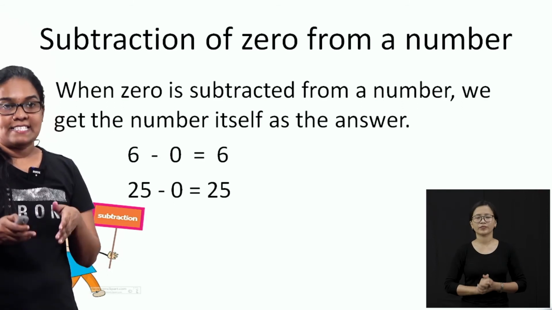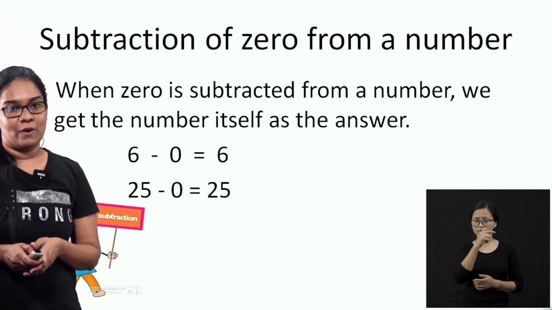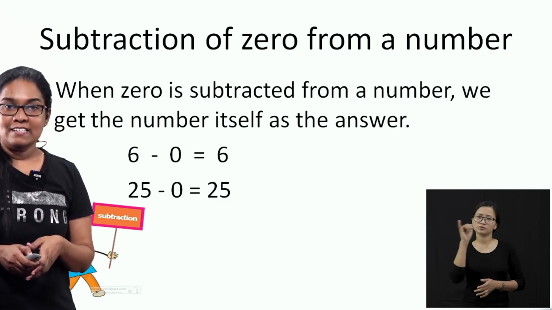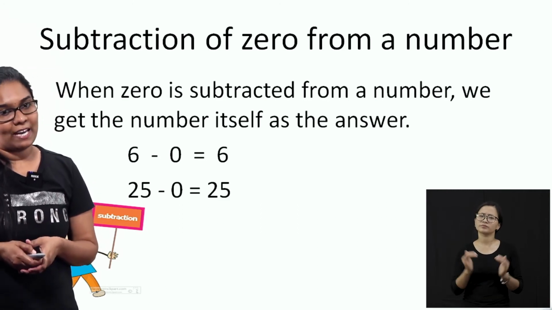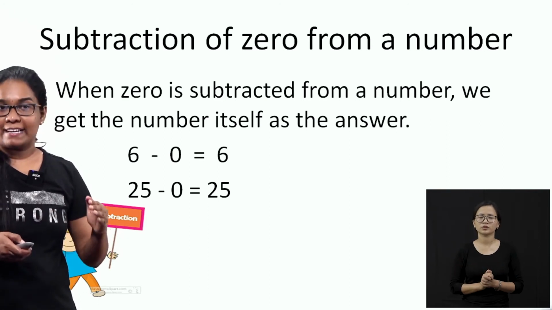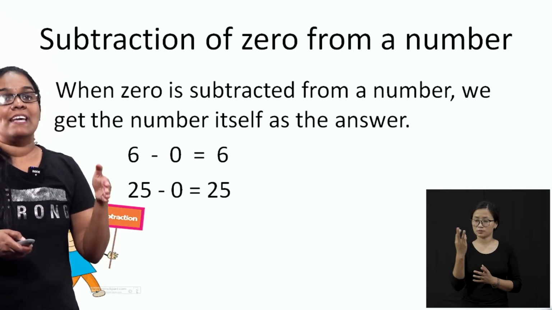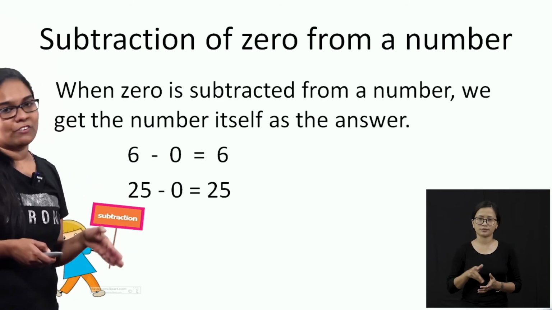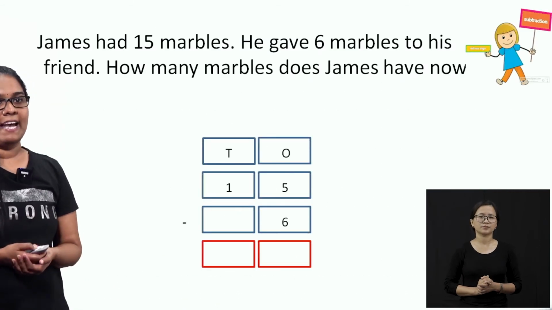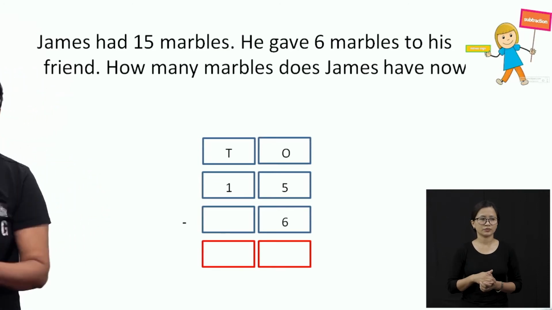That is, 6 minus 0 is equal to 6. And 25 minus 0 is equal to 25 likewise. When 0 is subtracted from a number, we get the number itself as the answer. Got it? Okay. Then, here we can do some word problems.